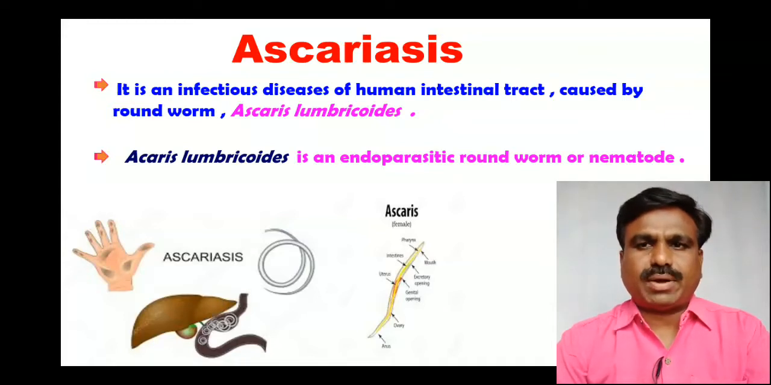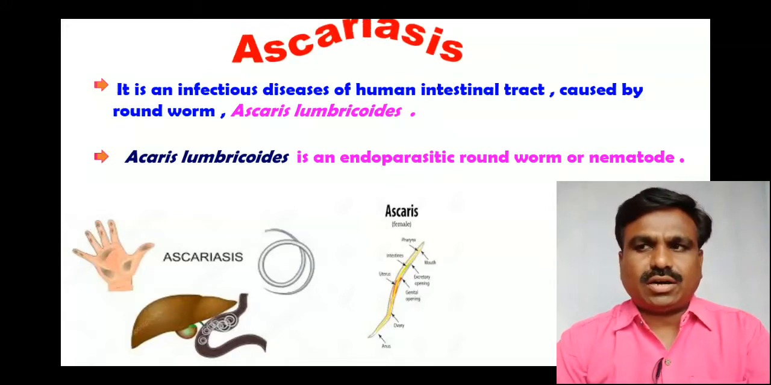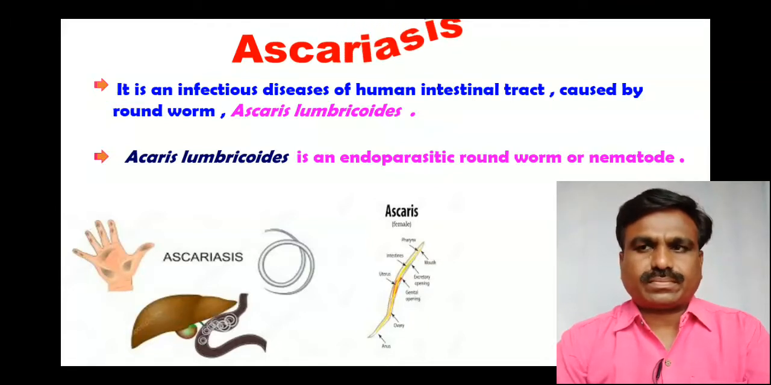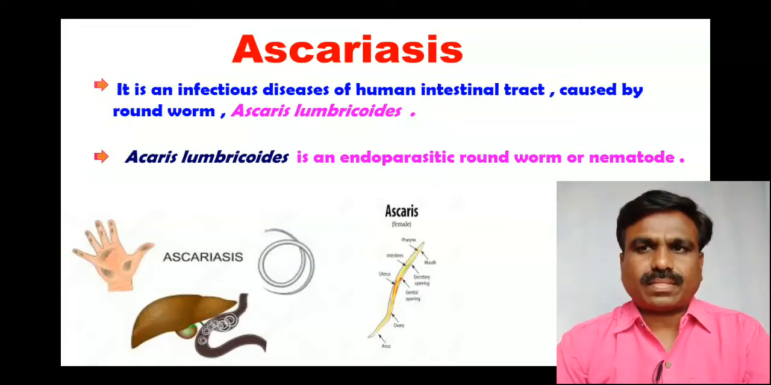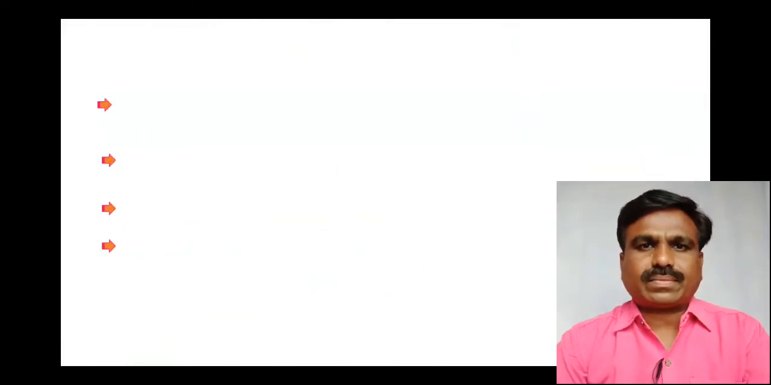From the examination point of view, Ascariasis is caused by the endoparasite Ascaris lumbricoides, an endoparasitic roundworm, also known as a nematode. The site of infection is the human intestinal tract. Ascariasis is an infectious disease.